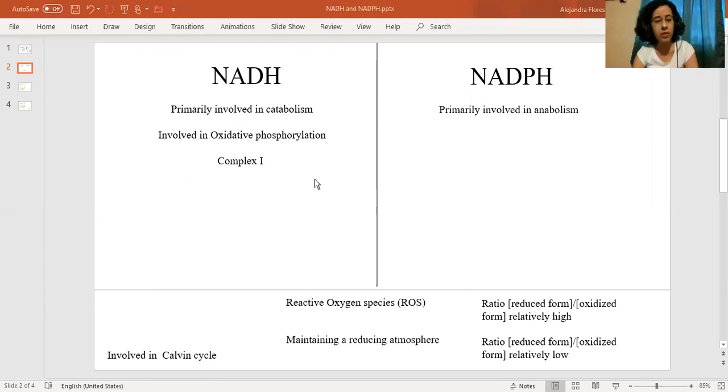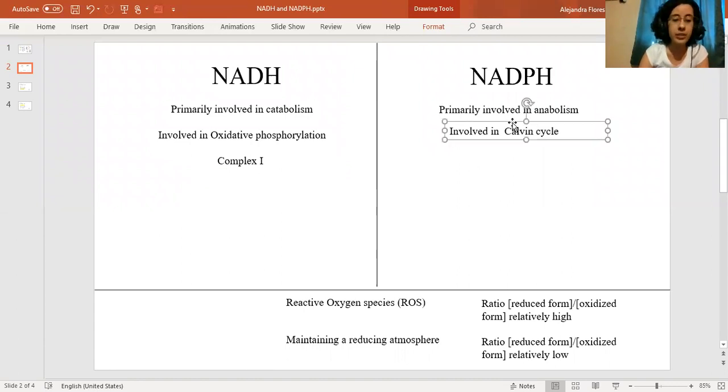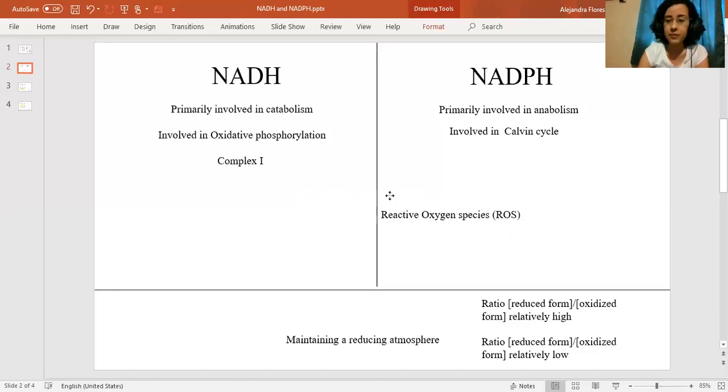Now let's talk a little bit more about NADPH. NADPH is involved in anabolism. One of those cycles or pathways is the Calvin cycle. NADPH is required for the Calvin cycle. Another important function of NADPH is related to the reactive oxygen species, ROS. So we have it here.